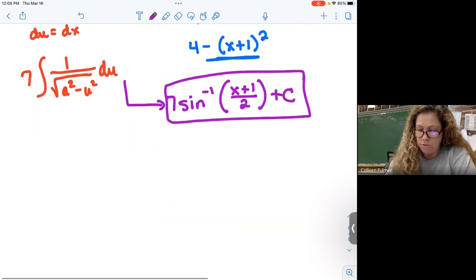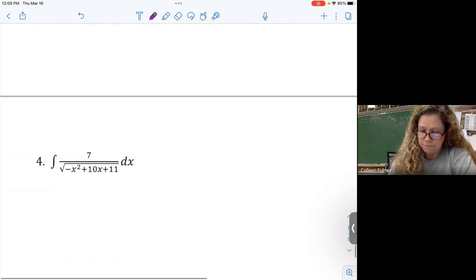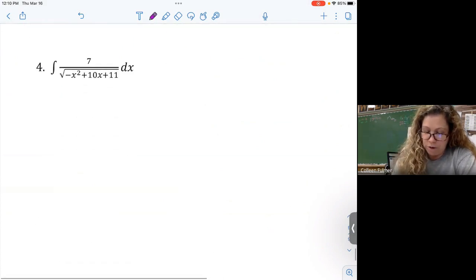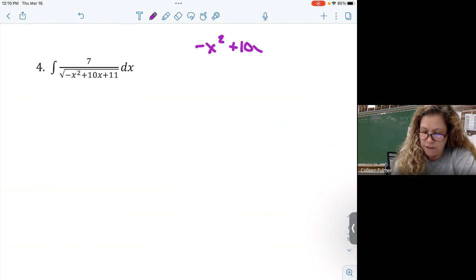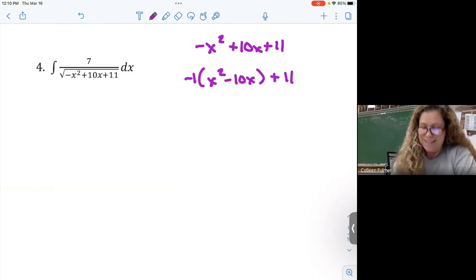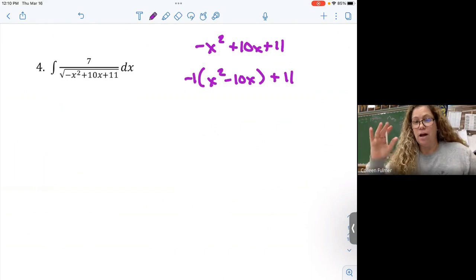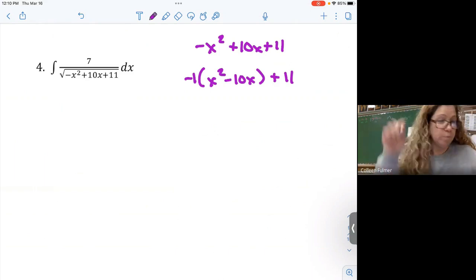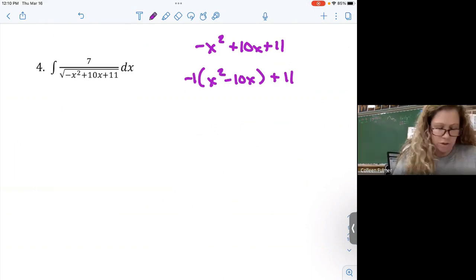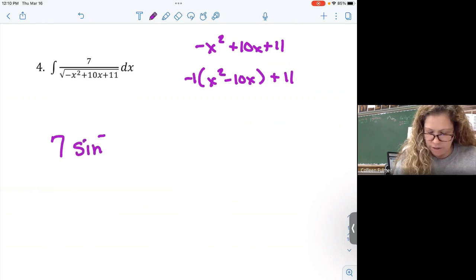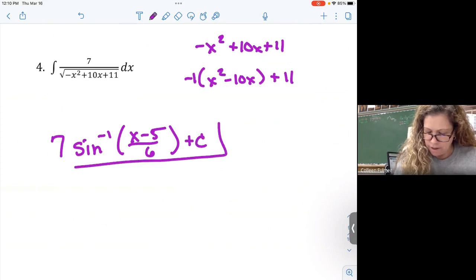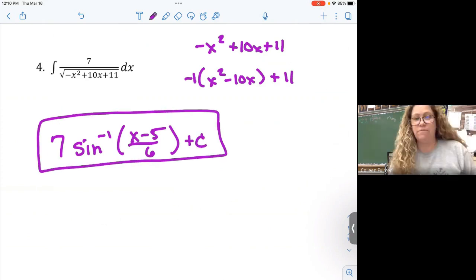Now I'm running out of time, so here's what I'm going to do. I want you to pause the video and try this problem. You have negative x squared plus 10x plus 11. Factor that negative 1 out of just the first two terms and see if you can do that problem. While you're paused, I'm going to quickly write the answer. You should have gotten 7 times the inverse sine of x minus 5 over 6, plus c. If for some reason you were not able to get that, let me know and I'll do that one in class on the board. Okay?